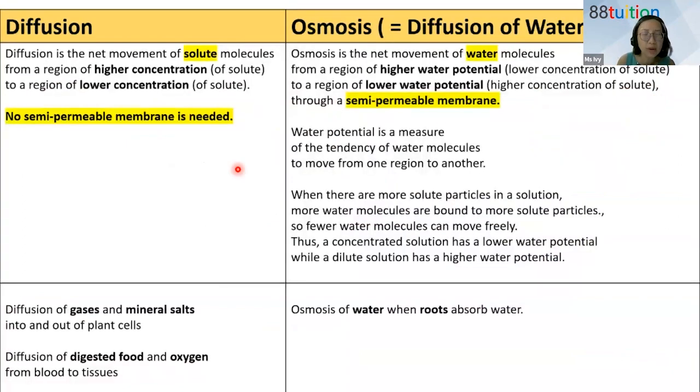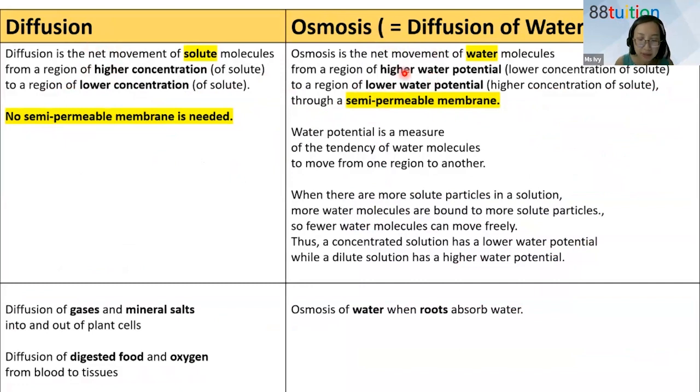Okay, so this one is just a quick one. I have gone through this for those of you who are staying with me for quite some time. So diffusion, solute is moving. Osmosis, water is moving, and osmosis involves a membrane. The water molecules will pass through the semi-permeable membrane. Diffusion has no membrane. So that's the main difference.